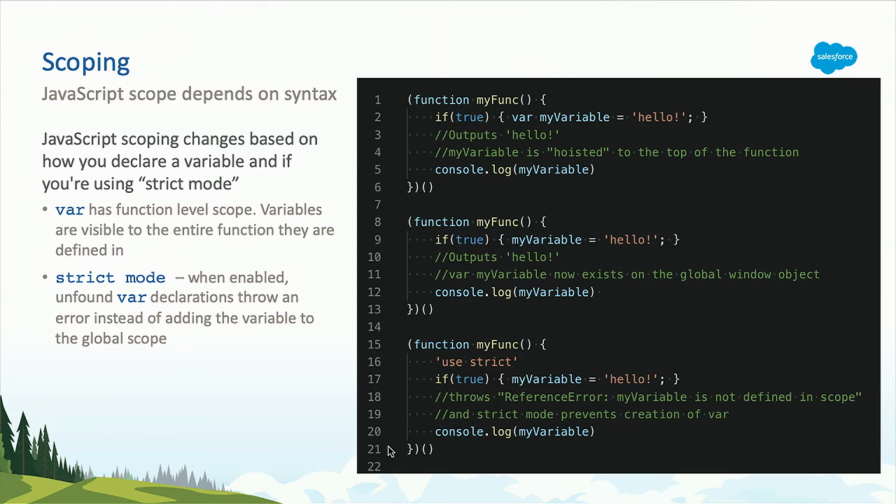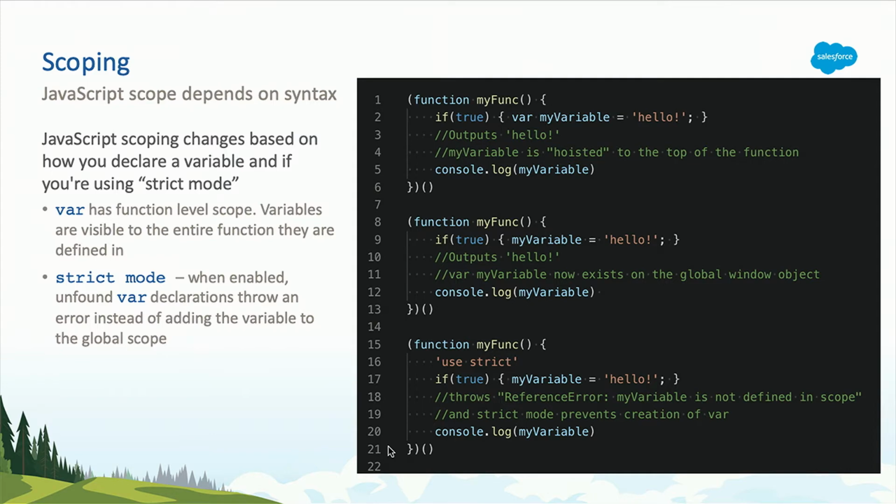As you can see in this first function here, var my variable is declared within the block of that if statement. Now you would think, okay, only that if statement should really be able to access my variable. But as you see on line 5, when you console log my variable, it actually outputs hello because function level scope gives it access to that variable.